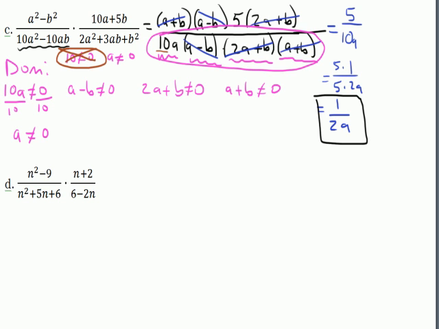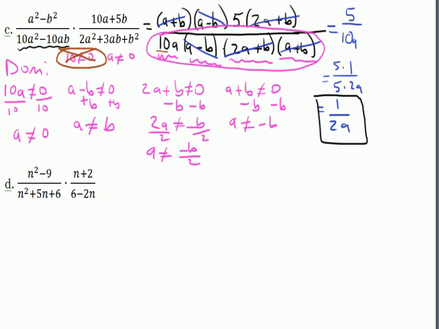Looking at the second expression, I'll get this solved for a, so I'll add the b to both sides. So I should see that a can't be equal to b. From the 2a plus b term, I'll subtract the b from both sides. I'll get 2a cannot equal negative b, dividing both sides by 2. We'll see that a cannot equal negative b over 2. And the last expression, I'll subtract b from both sides. So a cannot equal negative b.